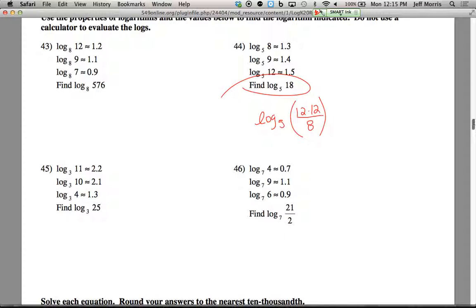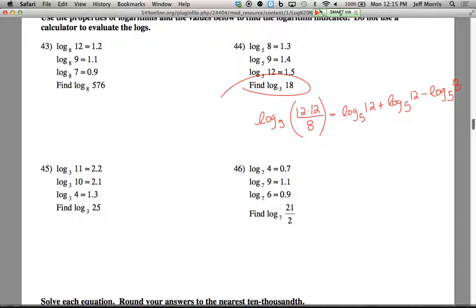Then you had to use log properties, which is why I'm not going to make you do it this way, because it's awful. You had to use log properties and go log base 5 of 12 plus log base 5 of 12 minus log base 5 of 8. I just want to show you what I was doing. This is what we had to do.